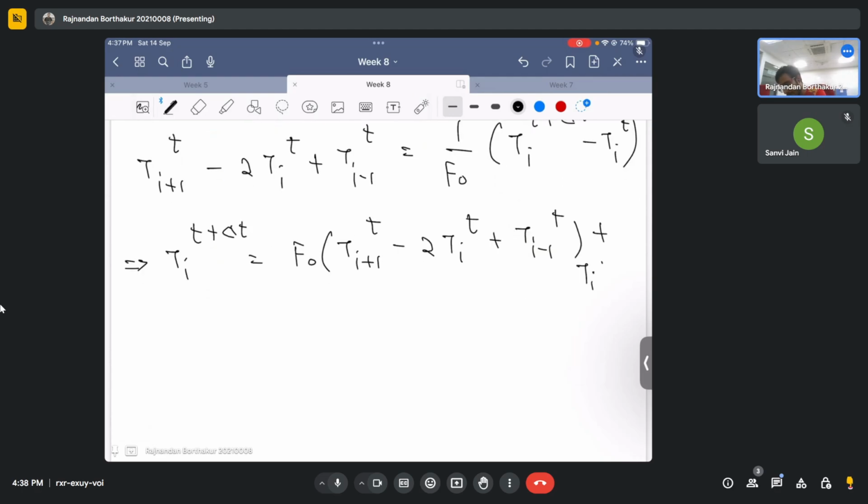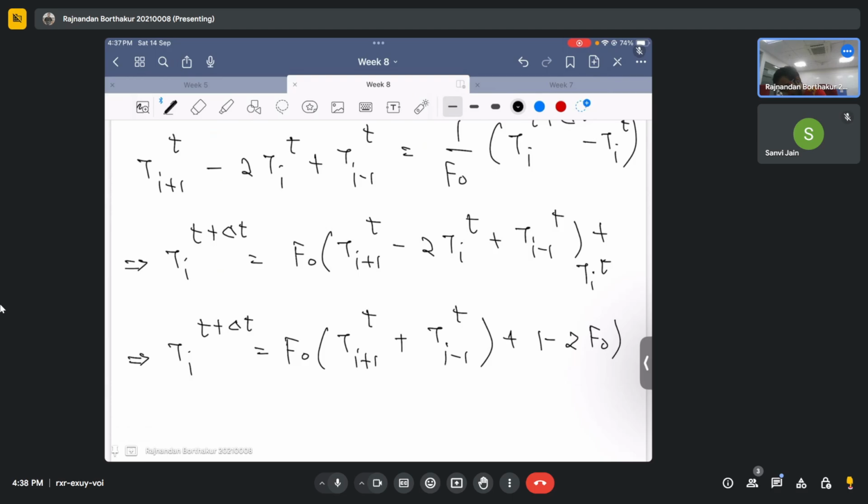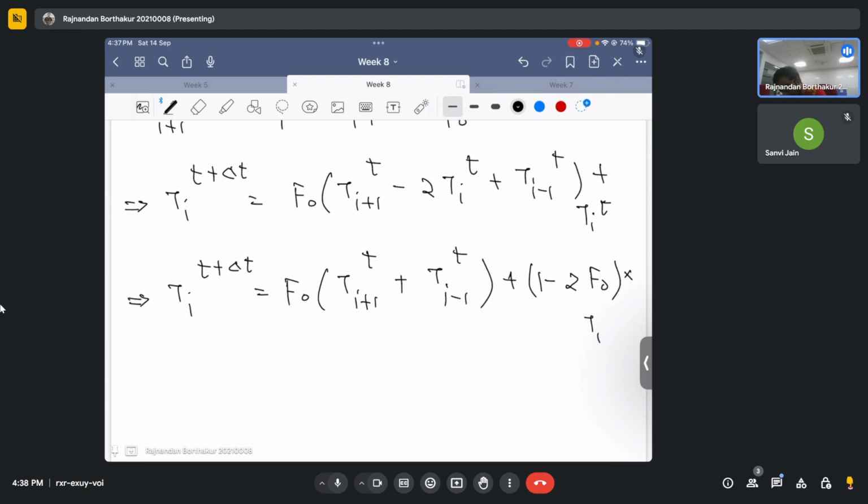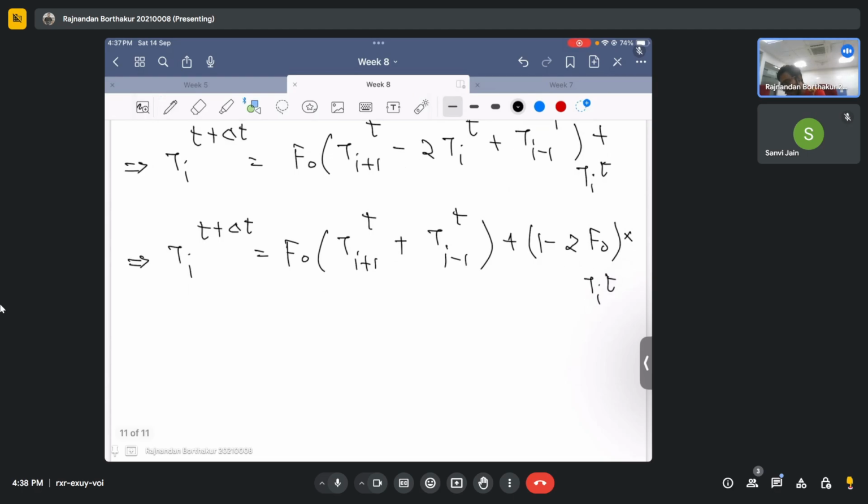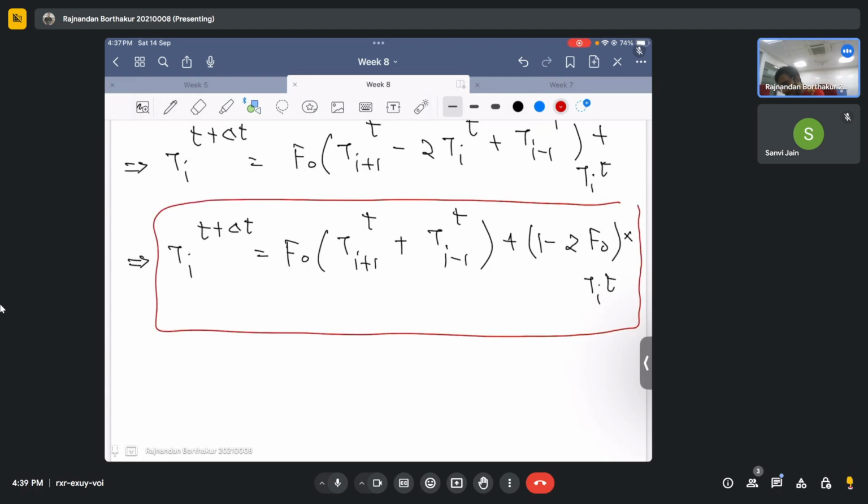And if I just rearrange this, I can write T_i at t plus delta t equal to the Fourier number times T_i+1 at t plus T_i-1 at time t, plus 1 minus 2 times the Fourier number times T_i at time t. This will make it much clearer how this time stepping is done. First let me just box this expression.